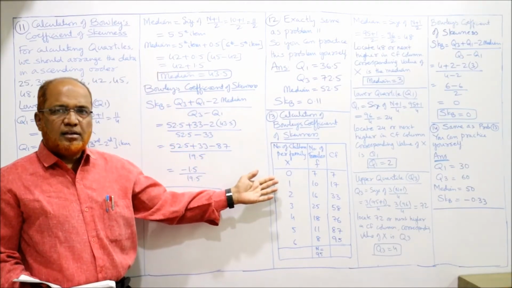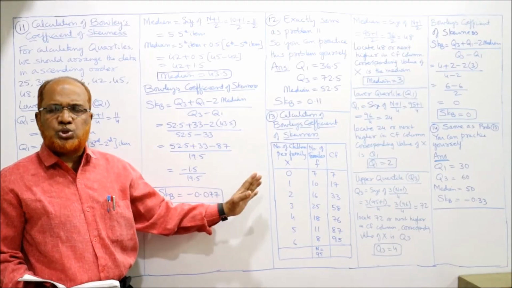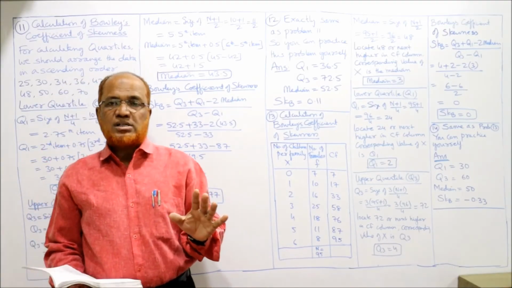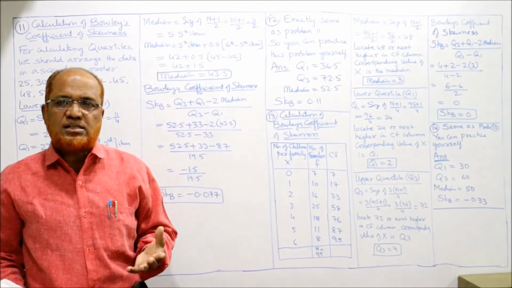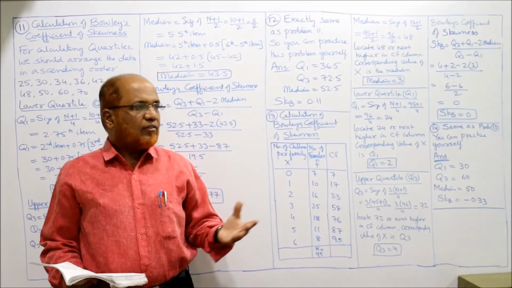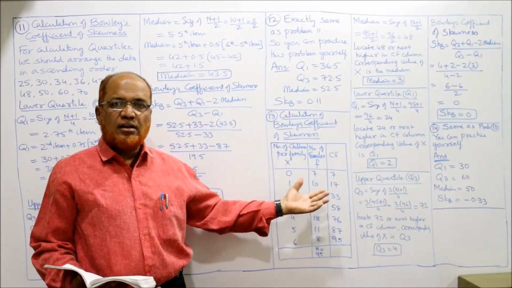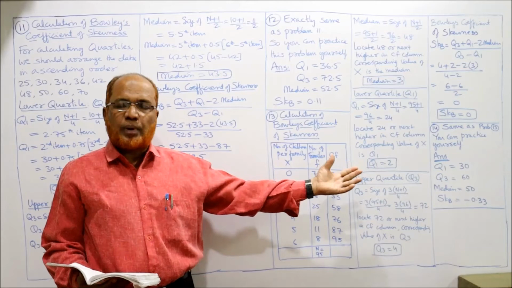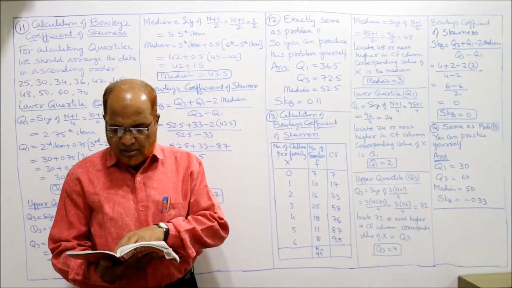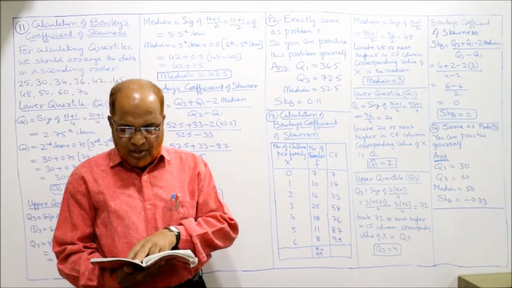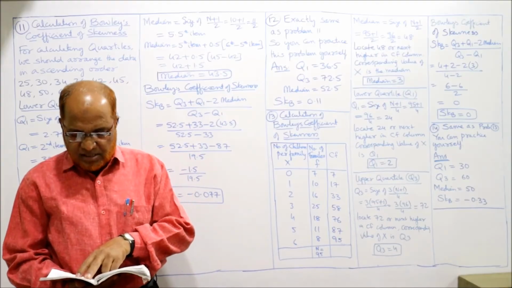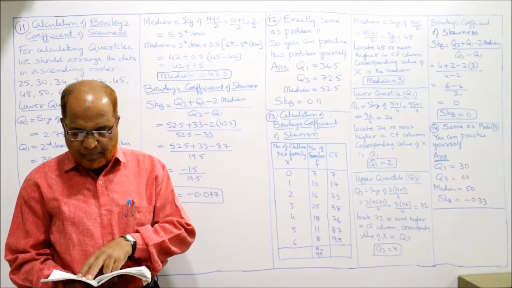Same calculation, same procedure. You have to do it yourself for your practice. I am giving you the answer. So after watching this, you try the 14th problem yourself, you will get the answer. See here, what is the 14th problem? I am reading out. From the following data, find skewness by Bowley's method, SKB.